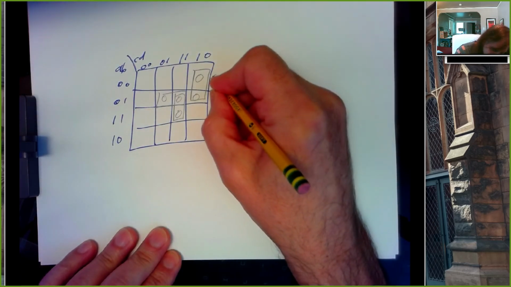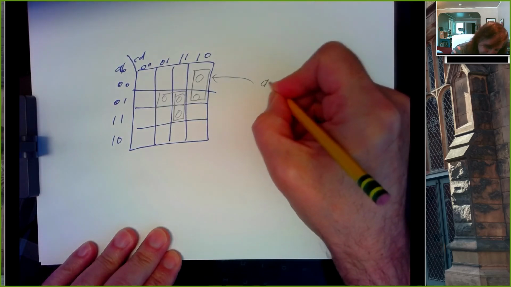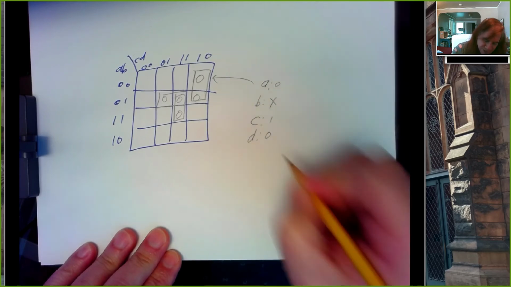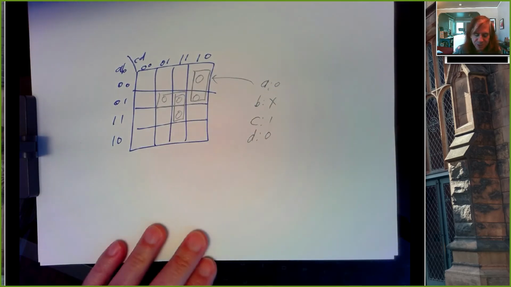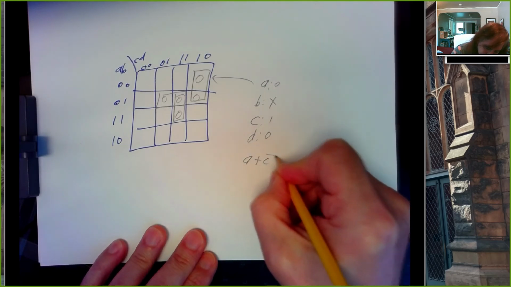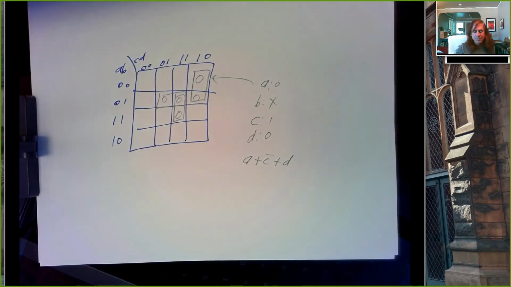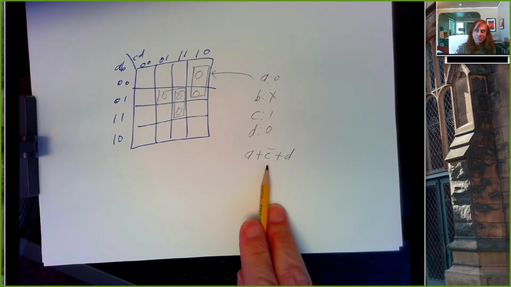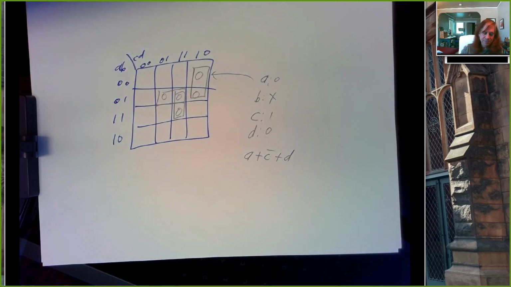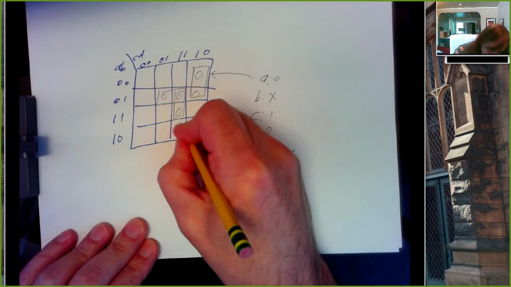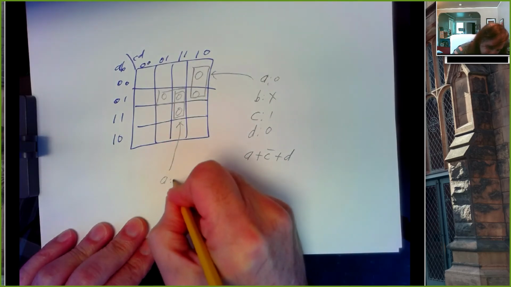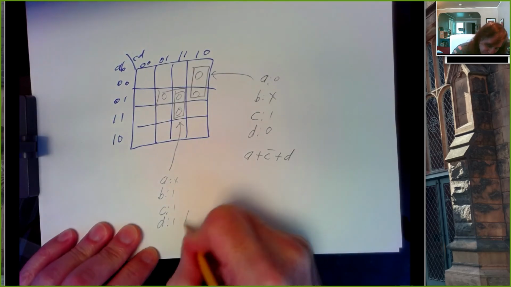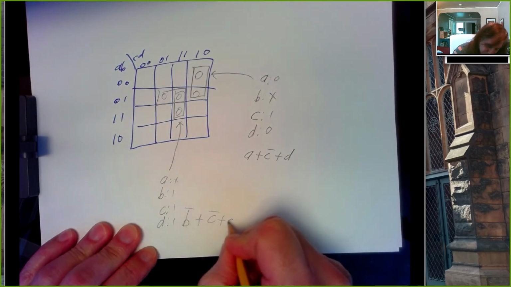So for this rectangle right here, A has to be a 0, B we don't care, C has to be a 1, D has to be a 0. So the corresponding sum term for this would be A or C bar or D. If the variable is a 0, we write it in its true form. If the variable is a 1, we write it with a bar on top. And for this rectangle, A doesn't matter, B has to be a 1, C has to be a 1, D has to be a 1. That's B bar or C bar or D bar.